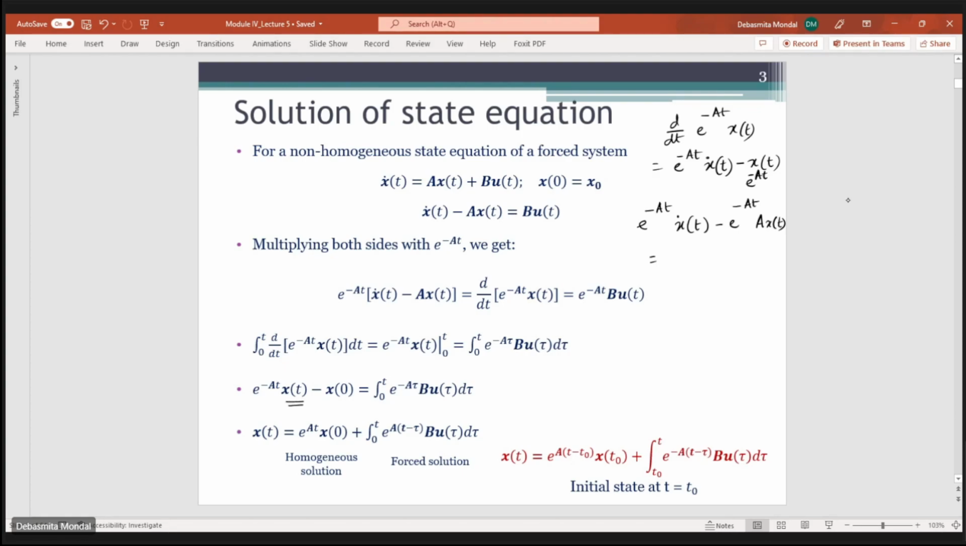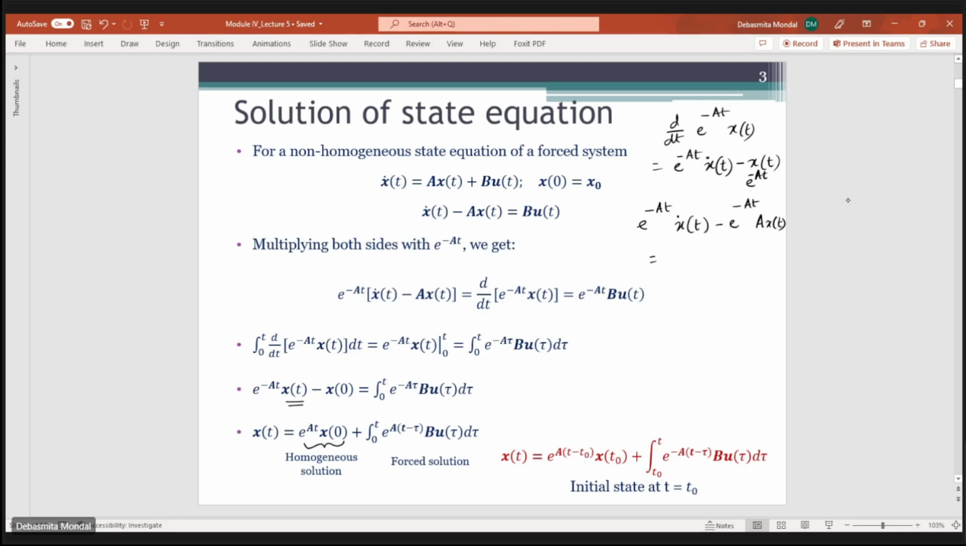Here you can see that this part of the solution is the homogeneous solution. Homogeneous solution means the component of the overall expression which is present only due to the initial conditions. That means when the effect of the input is equal to 0, if the input to the system is 0, then whatever the output of the system will be is the homogeneous solution, which is what we saw in the last case when we were talking about an unforced system.